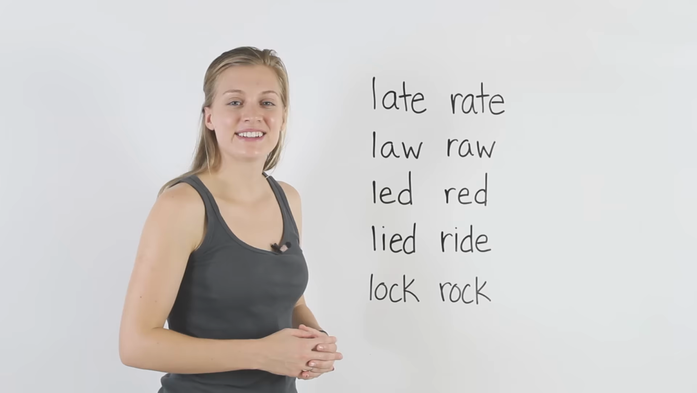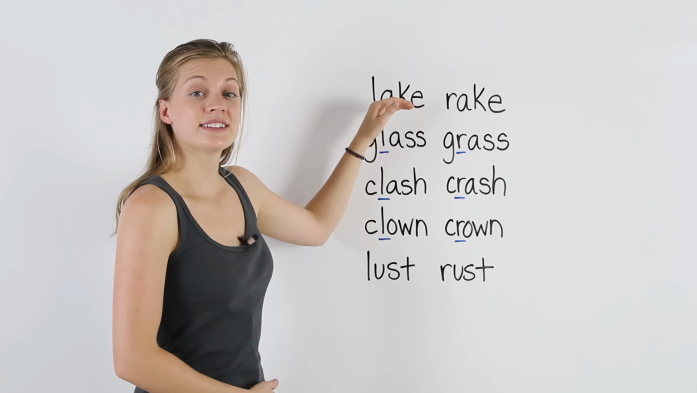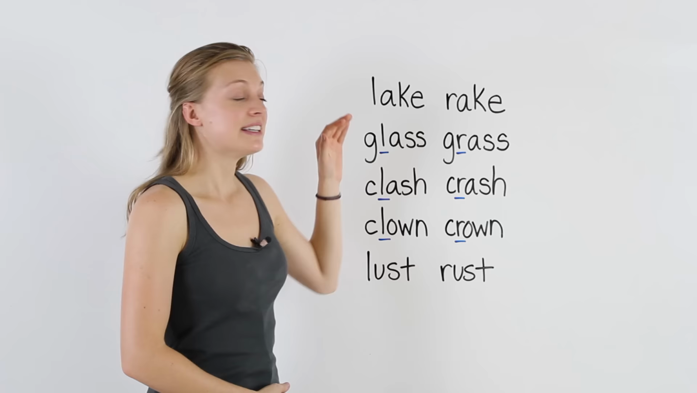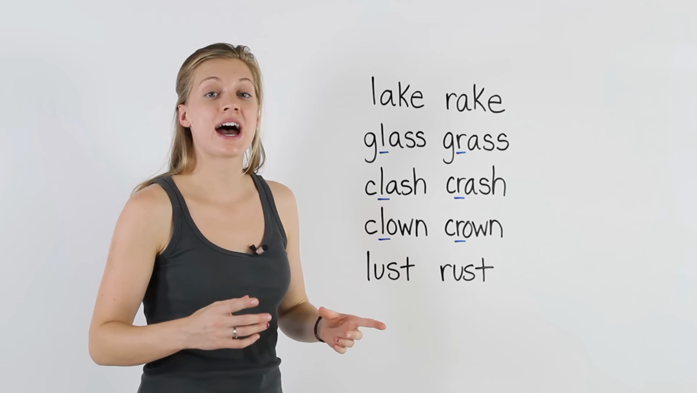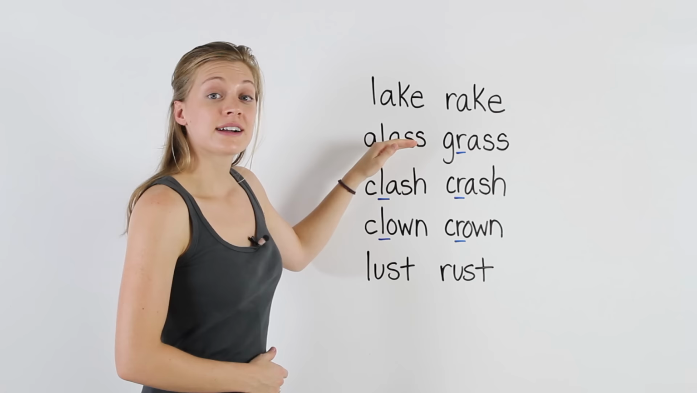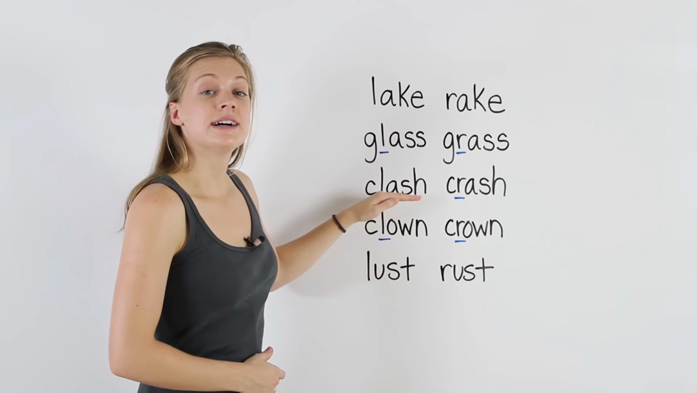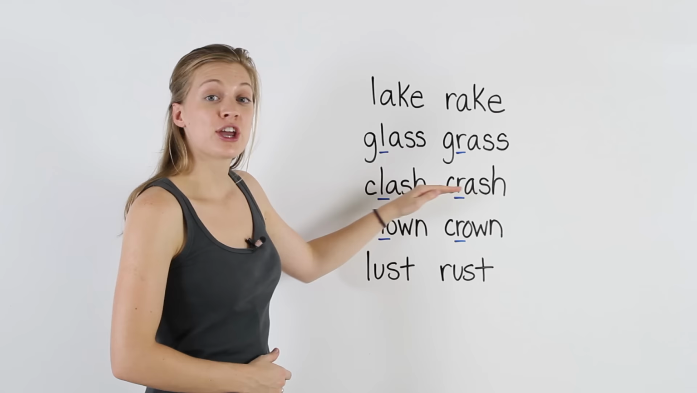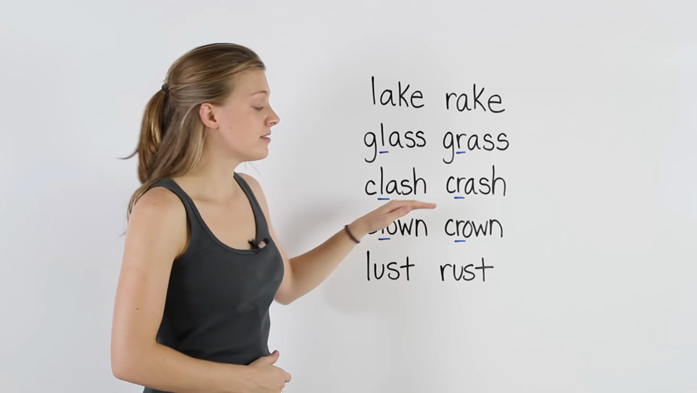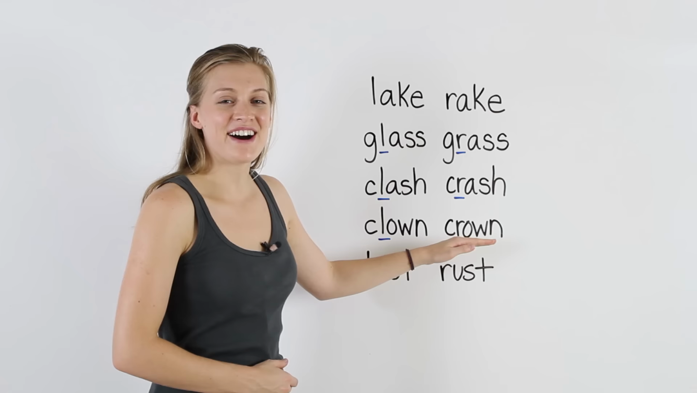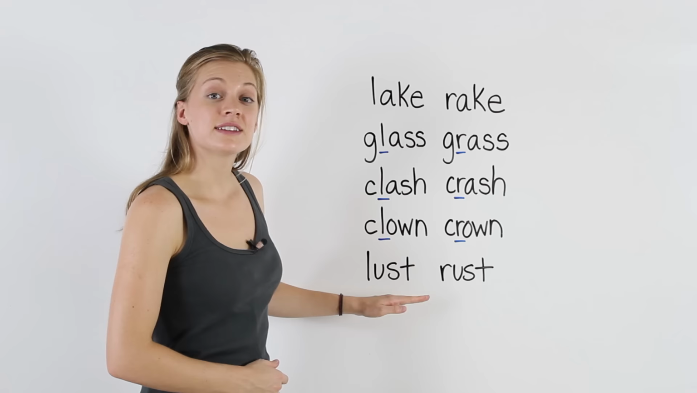Here's our next set. Lake, lake. Rake, rake. Now you'll notice the next three words, the L and the R sound are not the first letter of the word. Glass, glass. Grass, grass. Clash, clash. Crash, crash. Clown, clown. Crown, crown. Lust, lust. Rust, rust. Let's move on to our next set.